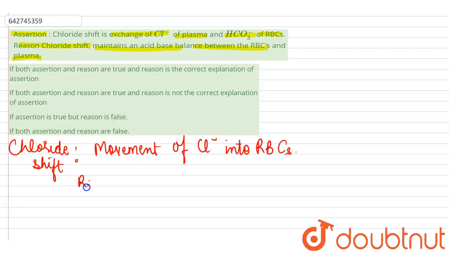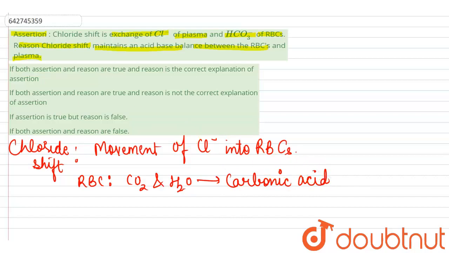So what happens in our RBCs: carbon dioxide and water react to form carbonic acid. So carbonic acid is formed in our red blood cells. Furthermore, this carbonic acid dissociates into hydrogen carbonate ions, that is HCO3 negative, and hydrogen ions, that is H positive.